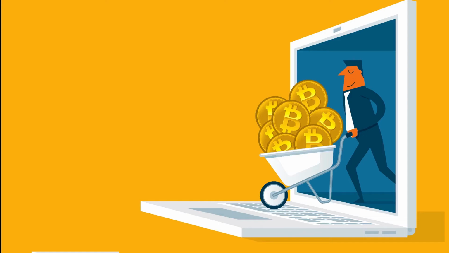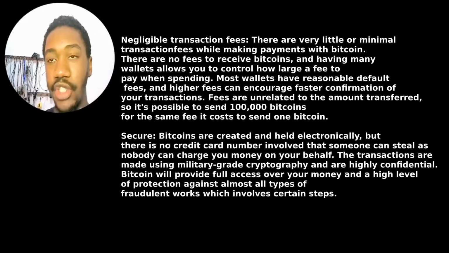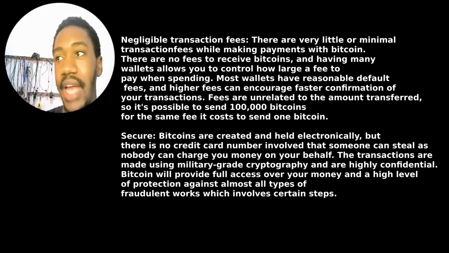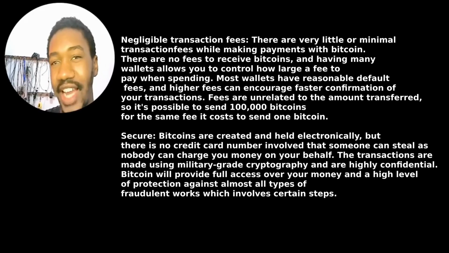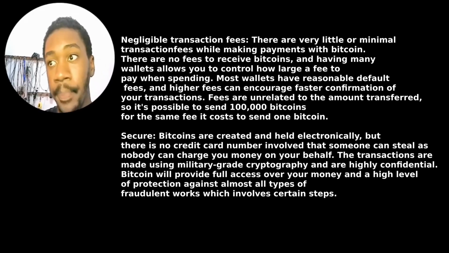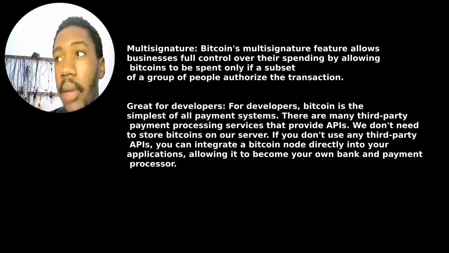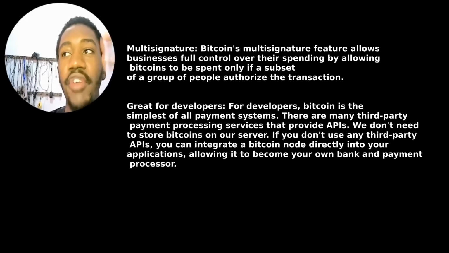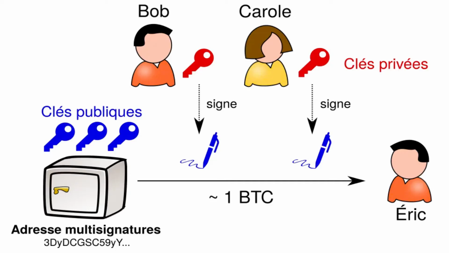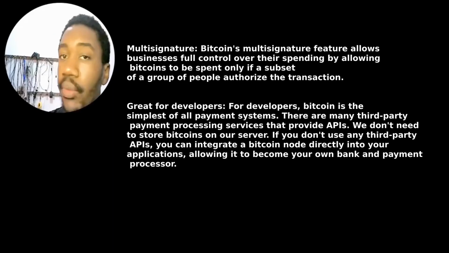Bitcoins are created and held electronically, but there is no credit card involved that someone can steal, as nobody can charge you money on your behalf. The transactions are made using military-grade cryptography over your money, with a high level of protection against almost all types of fraud. Another advantage also is multi-signature. Bitcoin's multi-signature feature allows businesses full control over their spending by allowing bitcoins to be sent only if a subset of a group of people authorize the transaction, something like proof of work.